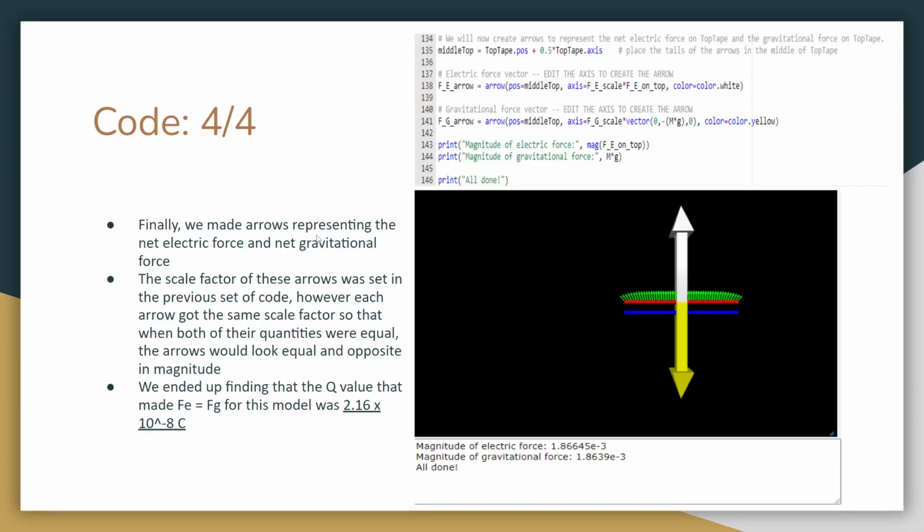So then we made the arrows that represent the electric force and gravitational force, and as I said, they use the same scale and they're equal and opposite, after we found the right Q. After finding the Q value that made them equal, we found it was 2.16 times 10 to the negative 8.